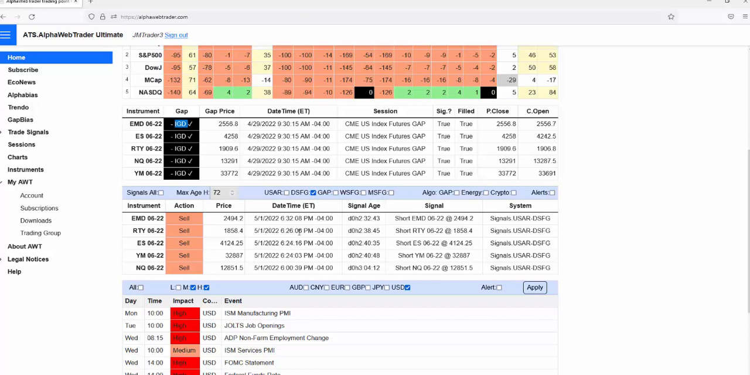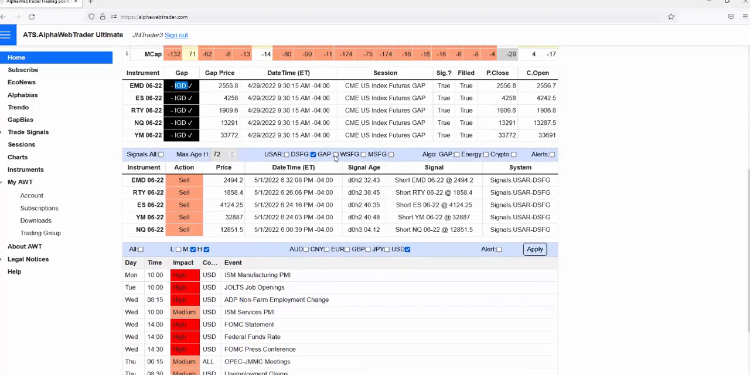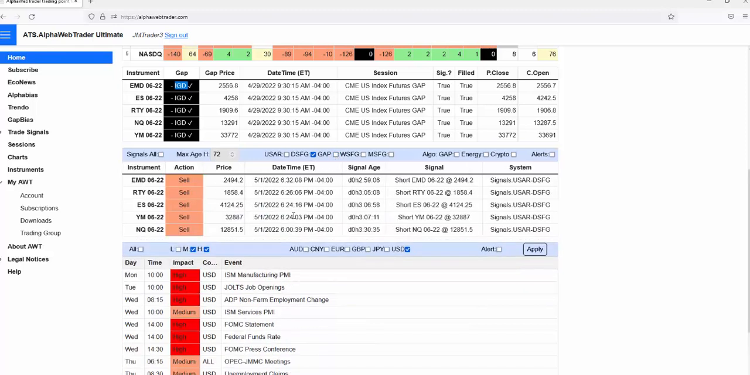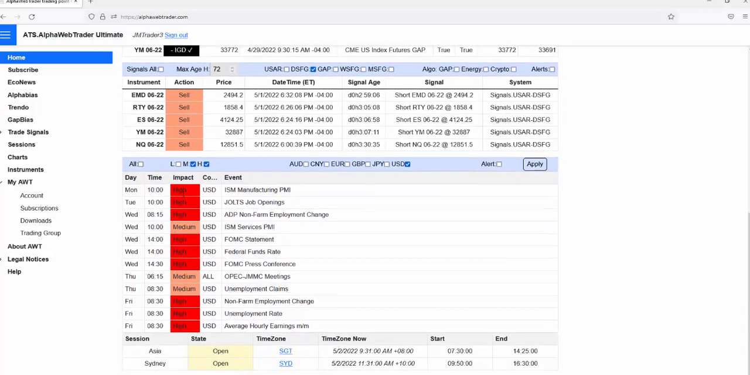So that's all there. If I select gap here, it's filtered the signals by gap, right? So there was a long in the YM and in the S&P. And if I switch it back to the daily session FibGrid, this is all from May 1st. So these are all the current signals here. So everything is short.